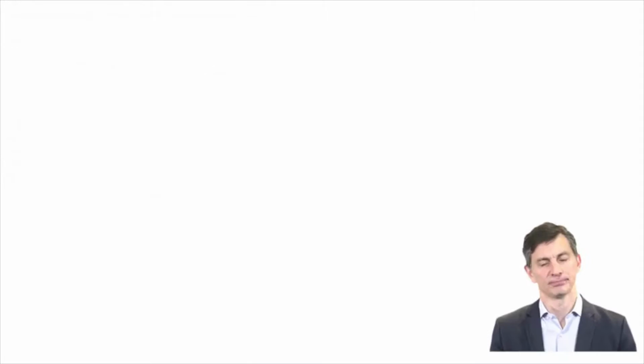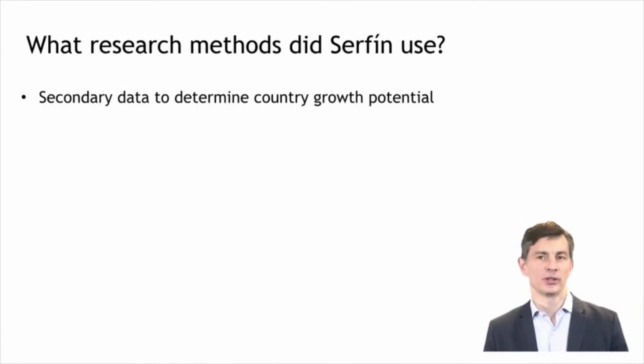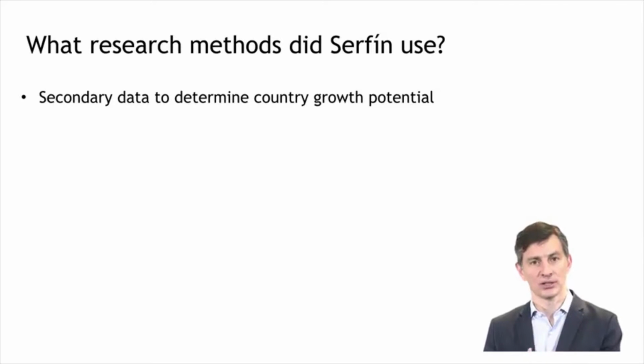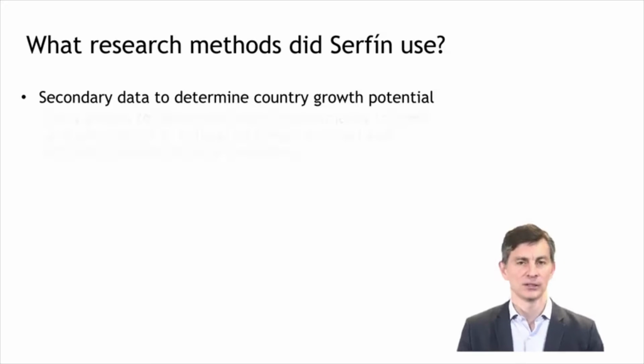So for the first example, let's go back to our by now famous and well-known Banco Santander Serfin example. What methodology did they use to finally come up with a meaningful segmentation and decide on a product to launch for a specific segment? How do they go about it? First of all, they used secondary data to try to determine what is the actual country's growth potential and to come up with a real objective for what we should set ourselves. Remember, it was 730,000 cards in the next year and a half.